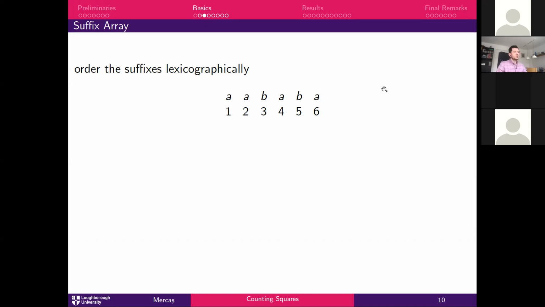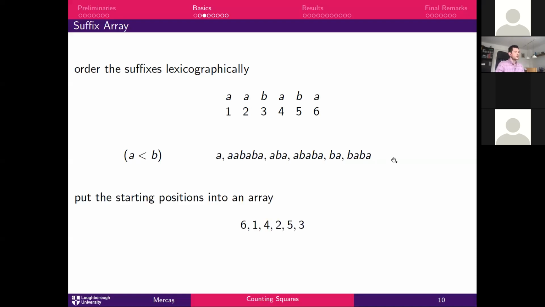Well, if you take any word, you have an order on the alphabet and you can order its suffixes lexicographically. So you have that for this word, AABABA, A is the smallest suffix lexicographically. Then you have AABABA, so the whole word. Then you have ABA, ABABA, BA, and BABA. And then what I can do is look at the starting positions of each of these suffixes, and I get the suffix array. It's rather easy.